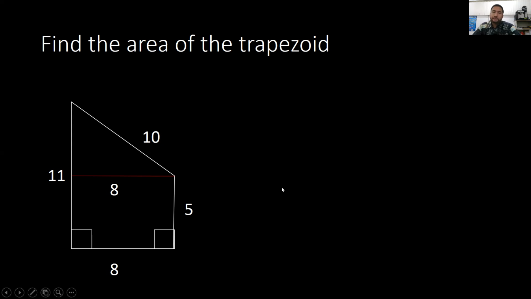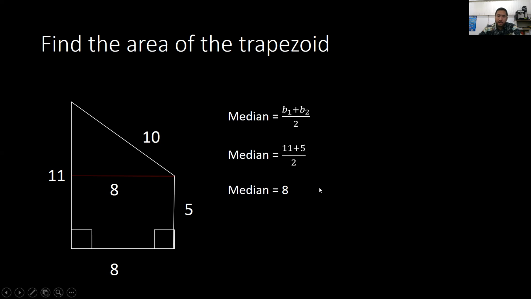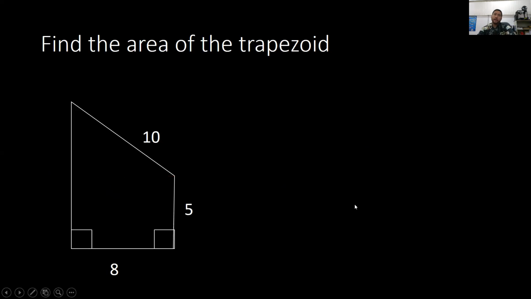Now plug in to our formula how to solve the median. We're using base 1 plus base 2 divided by 2, which is 11 plus 5 divided by 2 is 8. Now we plug into our area formula, m times h, median times height, which is 8 times 8. The answer is 64. All right.